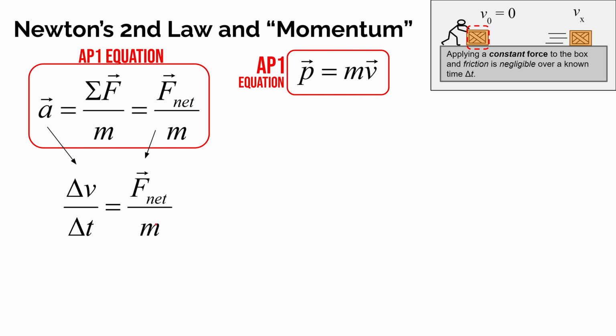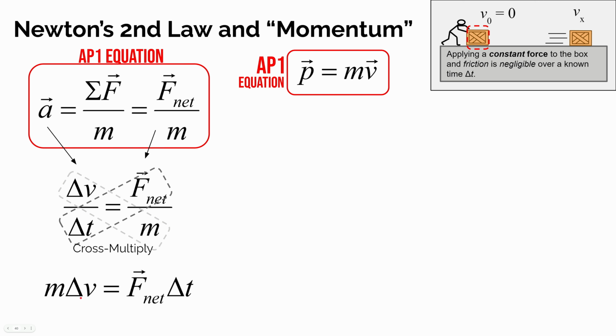And so I'm going to combine these. I'm going to cross multiply, so we can get mass times change in velocity on one side, and then force times change in time on the other side of the equation. So we're just going to simplify a little bit. So we get the mass of an object times its change in velocity is equal to the net force the object feels multiplied by the time it feels that force.